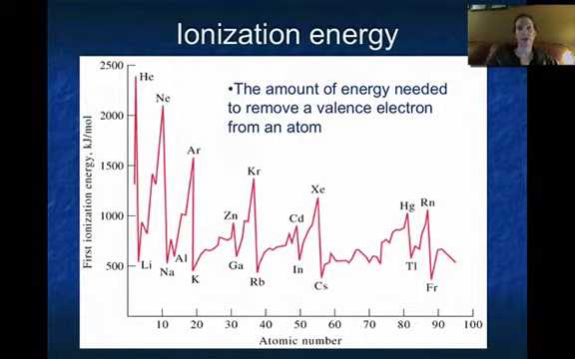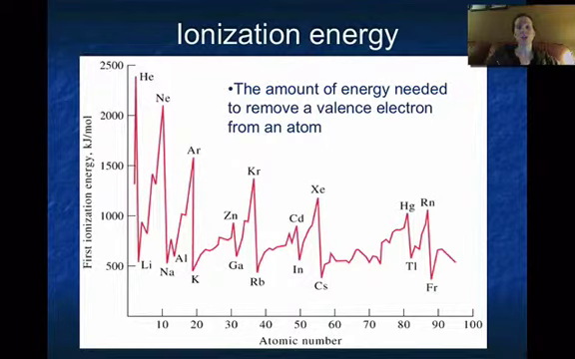This is the graph for ionization energy also that you should contain as a reminder of what ionization energy is. Ionization energy is a measure of the amount of energy you need to remove a valence electron. Okay, so how much energy it takes to remove one valence electron.